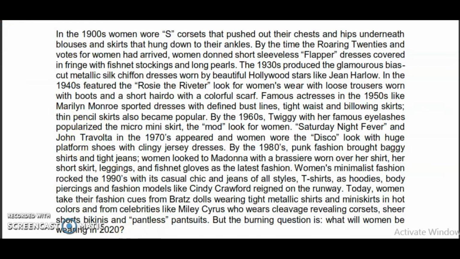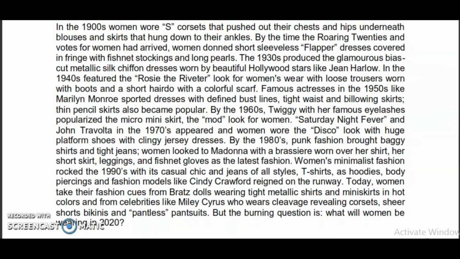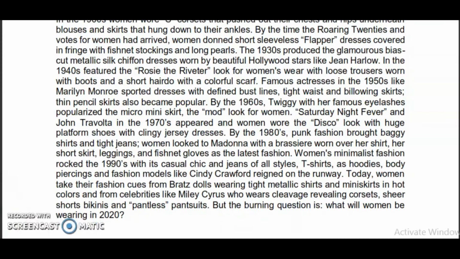Okay, we're going to analyze this paragraph. First, let's take a look at the repeated word or phrase in the passage. We see the phrase women's fashion is mentioned over and over again, and indeed, that's the topic, what the paragraph is all about. Now let's ask who or what about the topic.